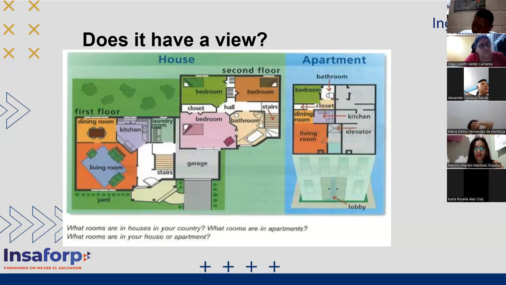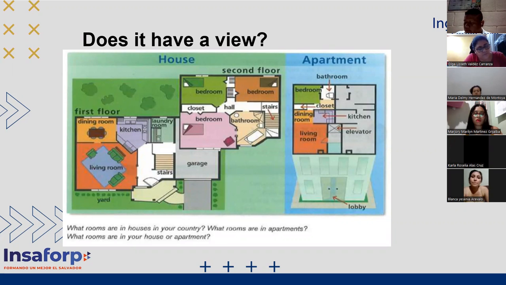Okay. I live in a house. In a house, okay. What rooms are in your house? Well, I have a dining room, a kitchen, laundry room, living room, a yard, on my first floor. And the second floor, we have three bedrooms, one small living room, two bathrooms, and a closet. And the stairs. Okay, good. Dining room, that is the correct pronunciation.